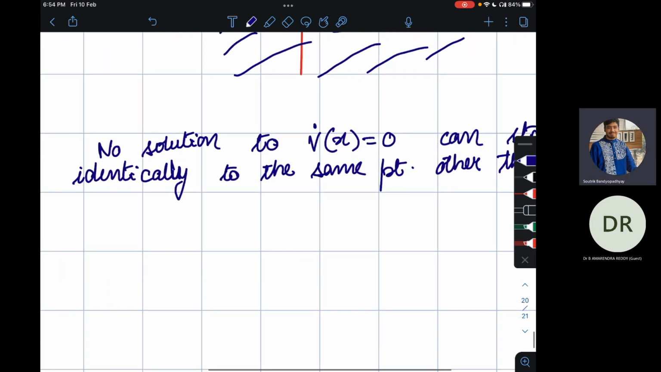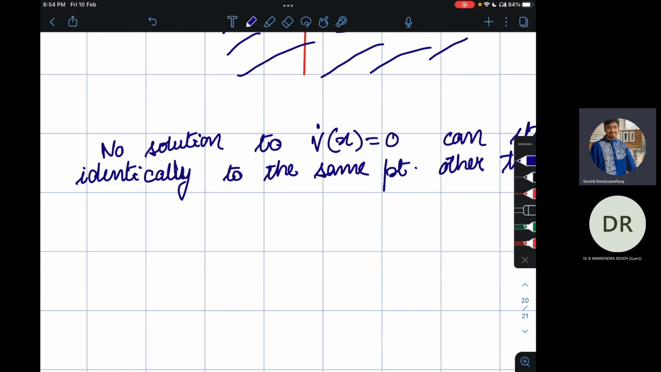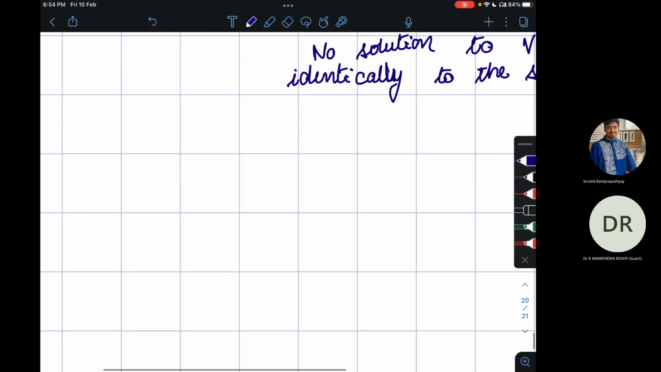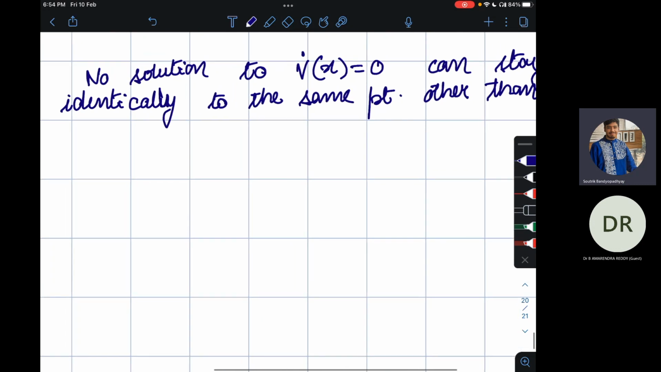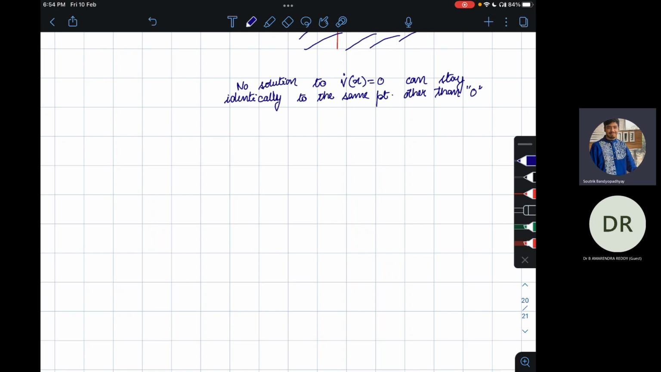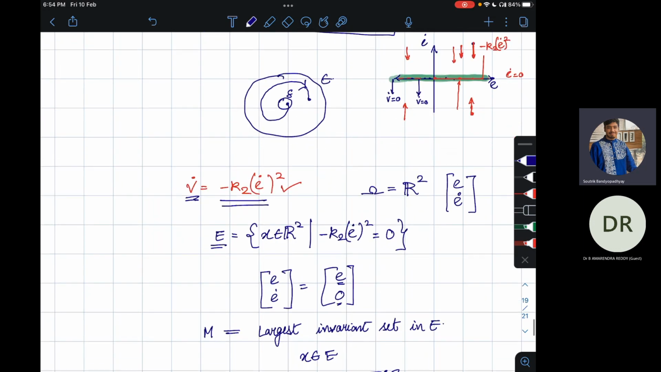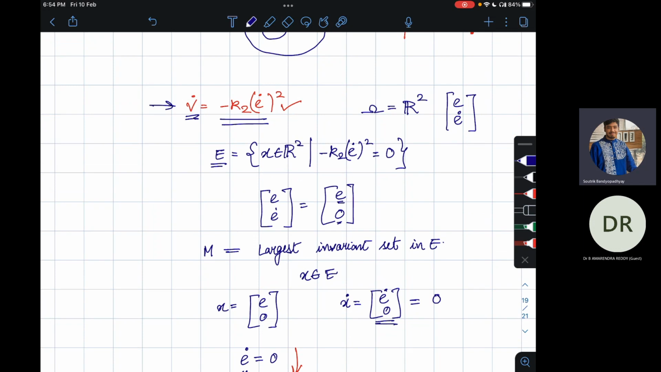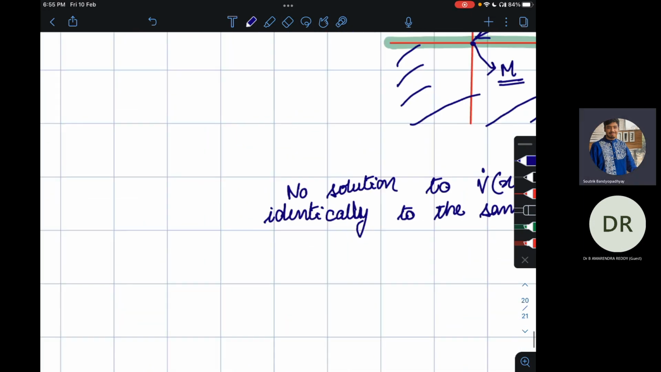No solution to V dot x equal to 0 can stay identically at the same point, and the only solution that does so is the origin. If that is the case, then the origin is said to be asymptotically stable, even if the Lyapunov function derivative was NSD. This is the beauty of LaSalle's theorem. Even if this Lyapunov function derivative was NSD, we could still show an asymptotic result. So here is how we do it.